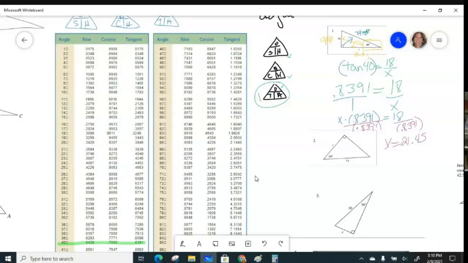And I'll show you how to do that here in a minute too. But again, we have a calculator, and we can use the calculator.